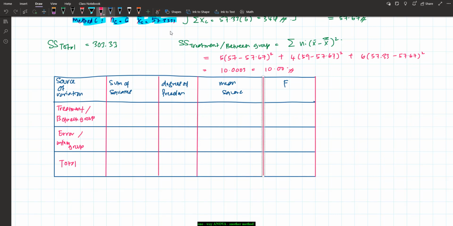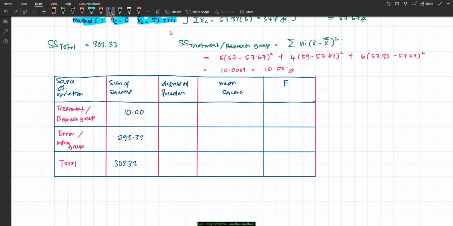Alright, so now the sum of square total is 303.33, and sum of square treatment is equal to 10.00. Sum of square error will be 293.33. So how do we get sum of square error? Sum of square total minus sum of square treatment.